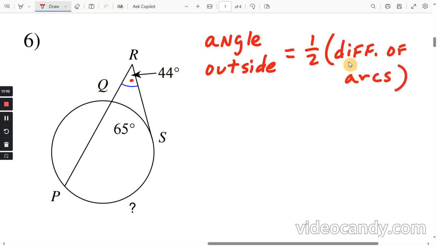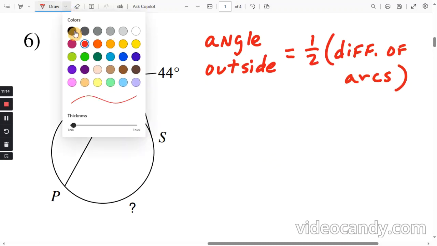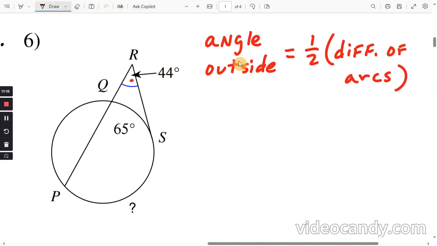Okay, remember, difference means we subtract. So let's plug in the numbers here. The angle outside the circle is this angle right here. That's 44 degrees. So we'll just write 44. And that's going to equal 1/2 the difference, that means we subtract the two arcs. Make sure you put the larger one first when you subtract. Otherwise, you're going to get a negative answer.